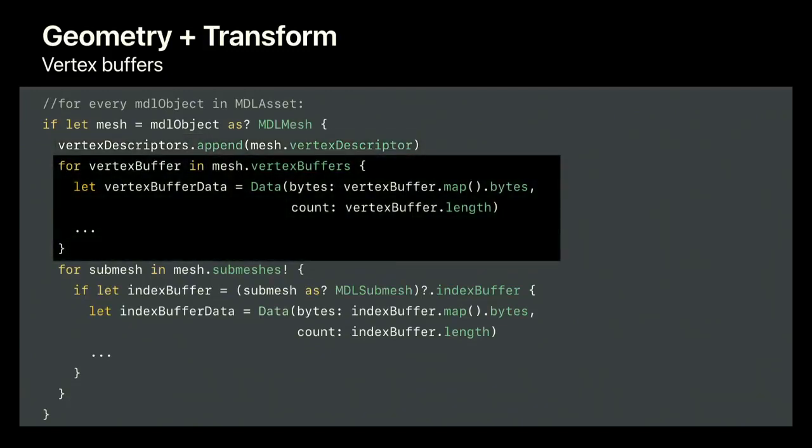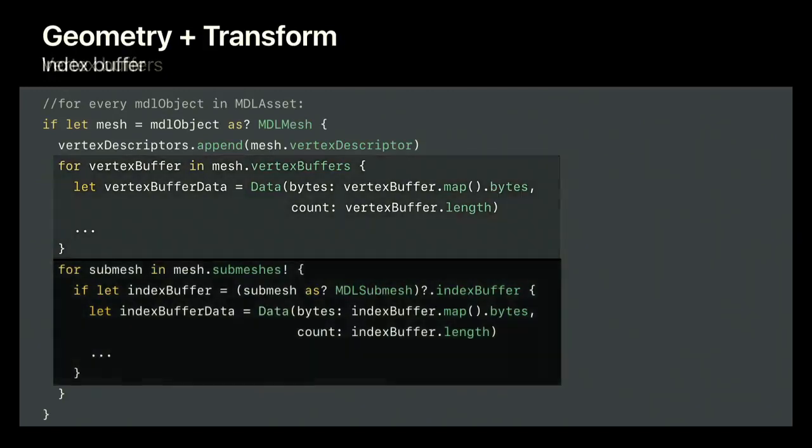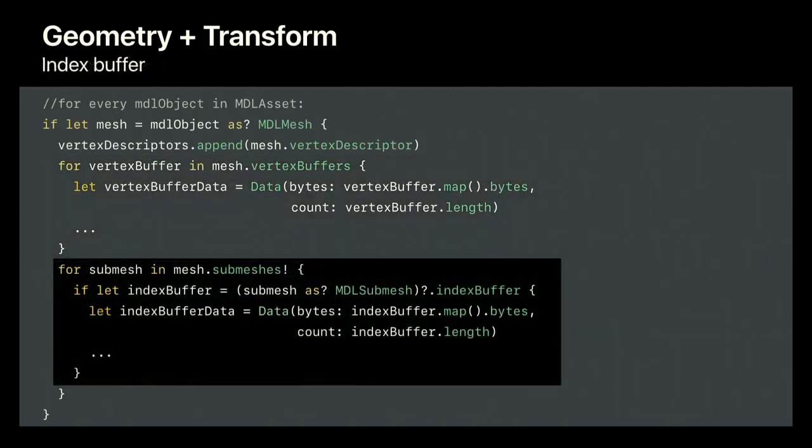For all of the vertex buffers that are in that mesh, we're just going to create an NSData from the vertex buffer bytes and how long it is. And the dot, dot, dot just tells us that we're going to store that NSData somewhere for encoding. Then we're going to run through the submeshes.